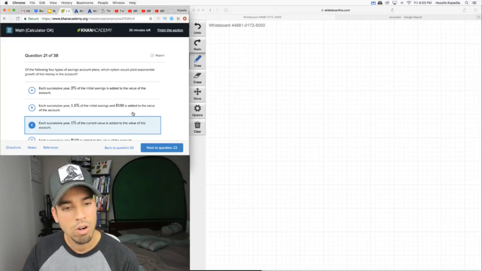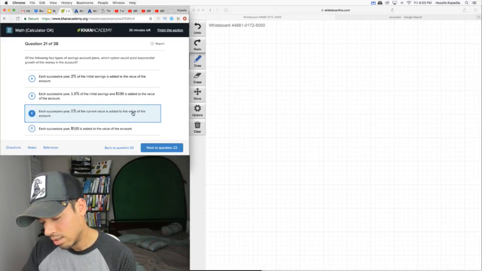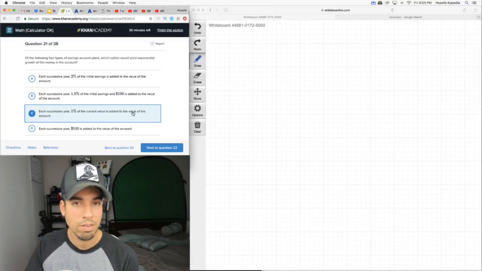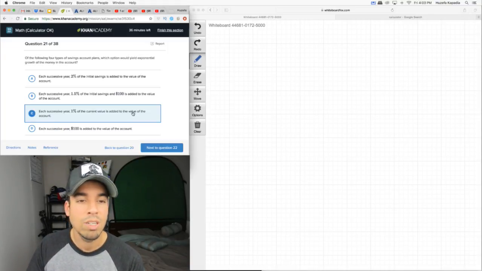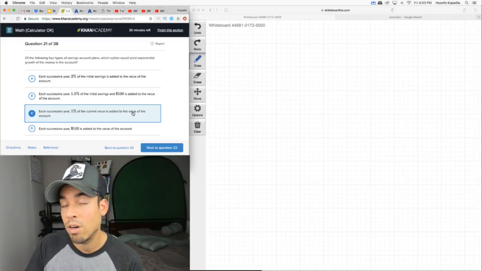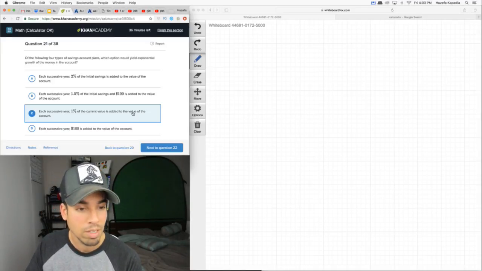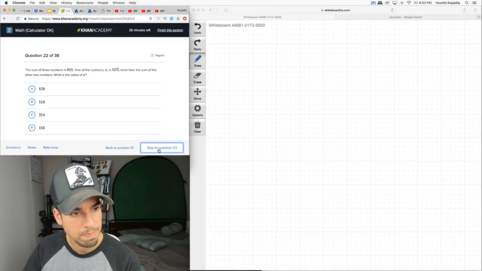1% of the current value. This is it. Current value means that is compound interest, so therefore it's exponential, meaning first we take 1% of 100, so we'd have 101. Then we take 1% of 101, so we'd have 102.01 or something. That becomes exponential. These are all linear otherwise.